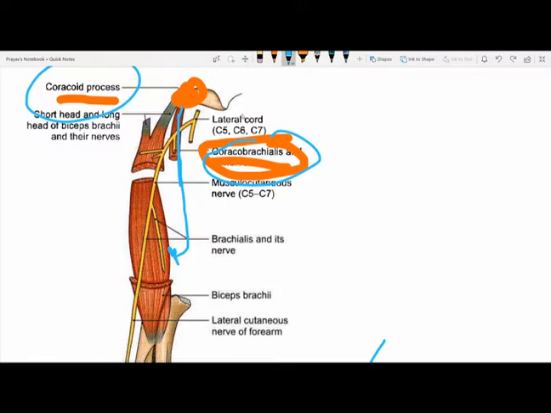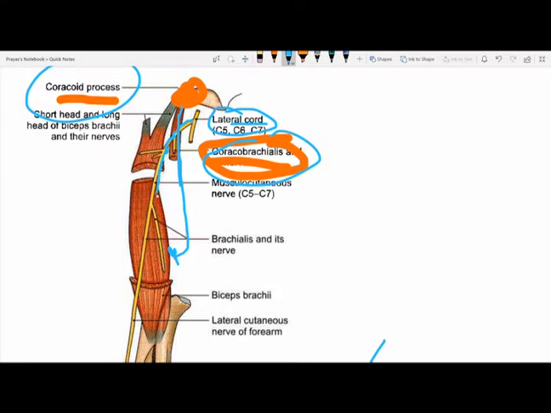This nerve originates from the lateral cord, or lateral branch, of the brachial plexus. As you can see, it comes from here, and it penetrates the coracobrachialis muscle. After penetrating the coracobrachialis muscle near your armpit, it goes inside your arm. From your armpit it moves towards the humerus, and then at the humerus it moves downwards and laterally.